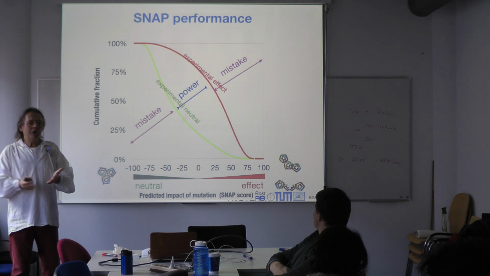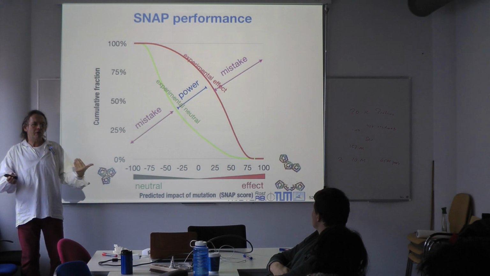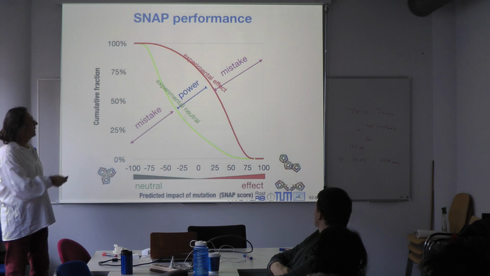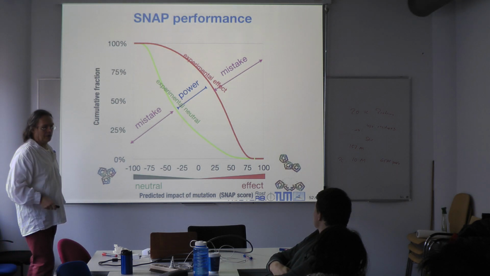Meaning a random method would not distinguish between effect and no effect. It would always, on average, predict the same, right? That would be exactly in between. So that is the entire power of the method.